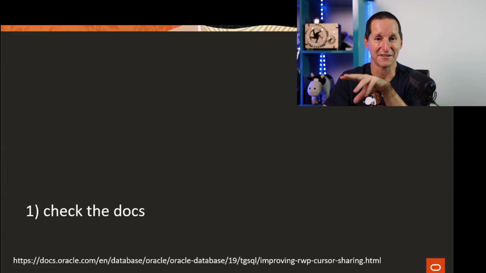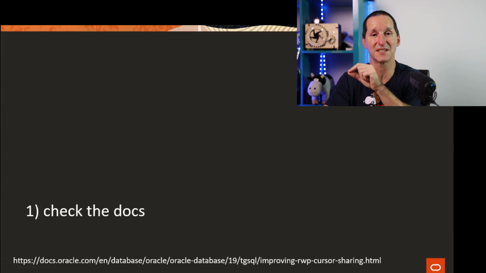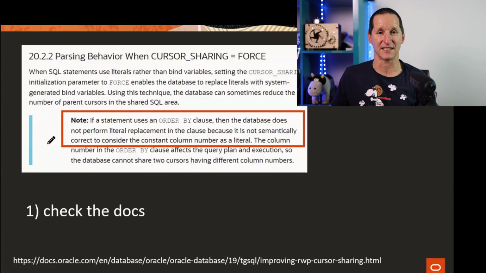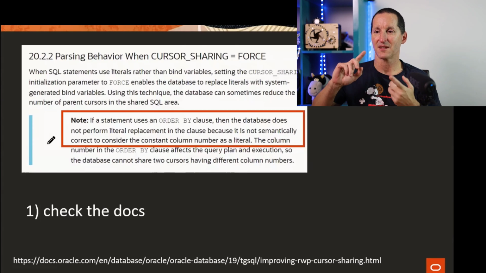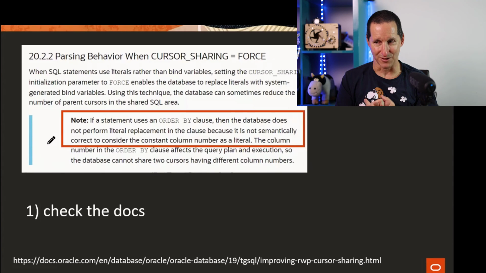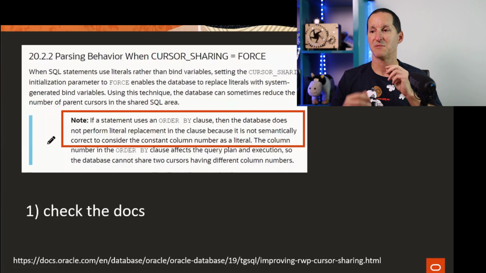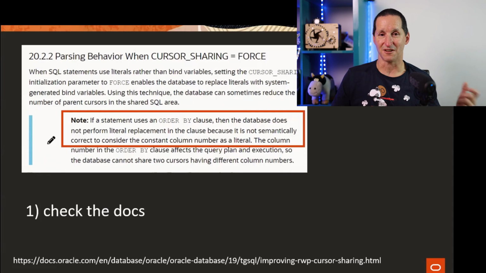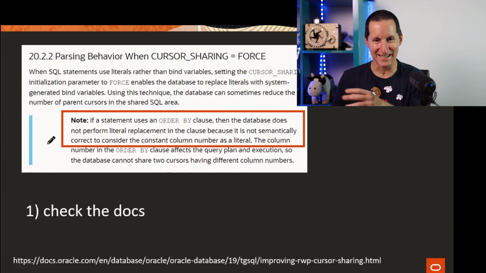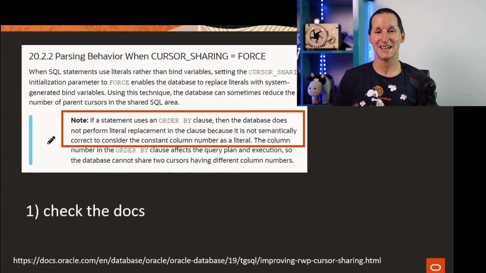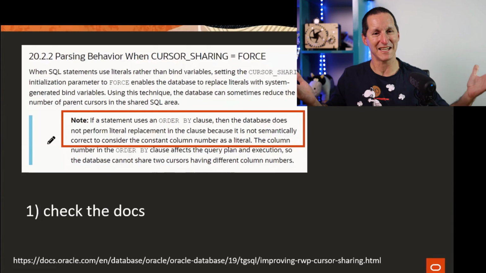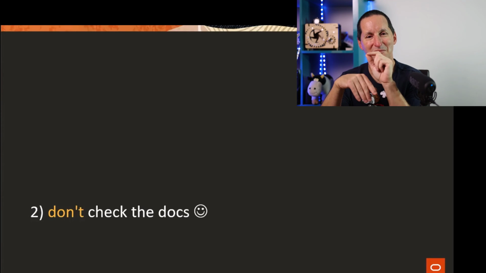To clarify that particular position, what you should do is check the docs, because the docs cover this particular scenario explicitly. If you look in the docs, it says, if a statement uses an order by clause, the database does not perform literal replacement because it is not semantically correct to do so. You'll be pleased to know the people inside the kernel team thought about this, and it says in the docs, we will not do that. At which point you think that's the end of this question, right? We're done.